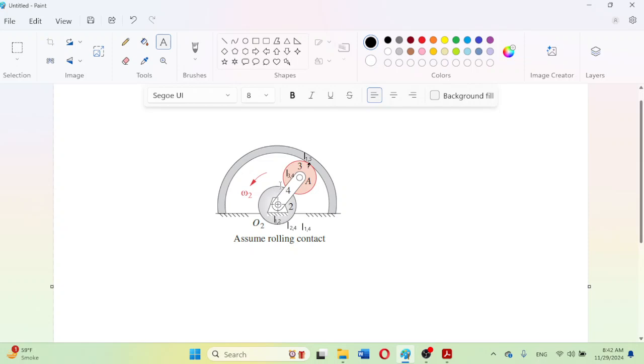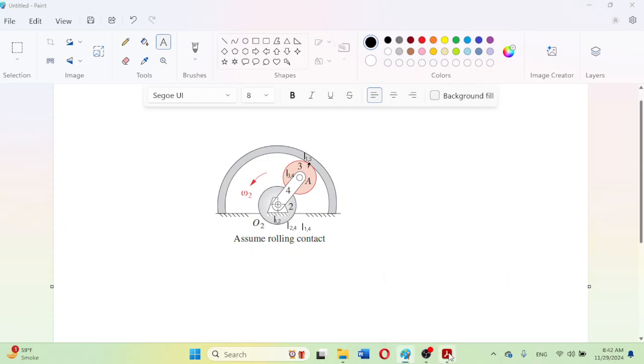So any point, if it has either zero velocity between two bodies, or it has the same velocity between two bodies, in both cases that will be treated as the instant center. So between link number 3 and link number 2, the common point has the same velocity.